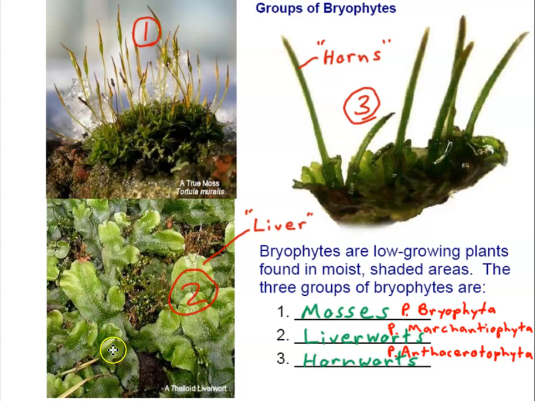Then we've got the liverworts. The reason they're called liverworts is because of their leaf-like structures, and notice I'm calling it a leaf-like structure. It's not a true leaf because it doesn't have vascular tissue. These are non-vascular plants. So their leaf-like structure, also known as a thallus, is kind of shaped like the lobes of the liver. That's why they call them liverworts. Then we have the hornworts, phylum Anthocerotophyta, and you can see very clearly why they call them hornworts. They've got these green horn-like structures that are coming up from the ground. So those are the three groups, Bryophyta, Marchantiophyta, and Anthocerotophyta, the three phyla of bryophytes.